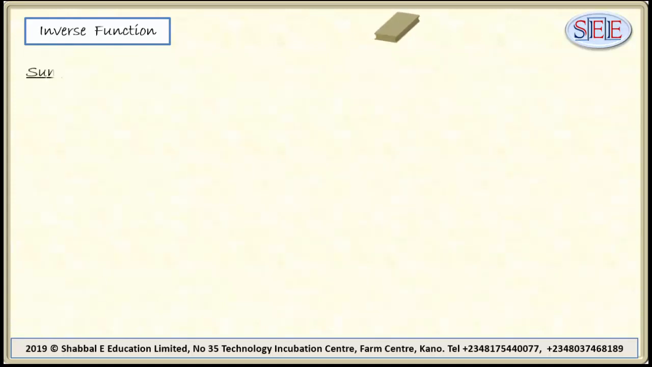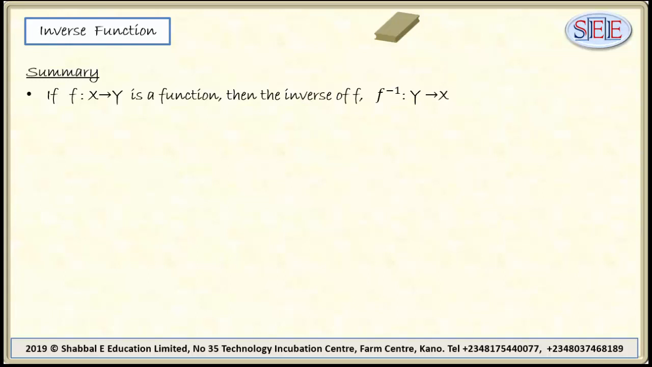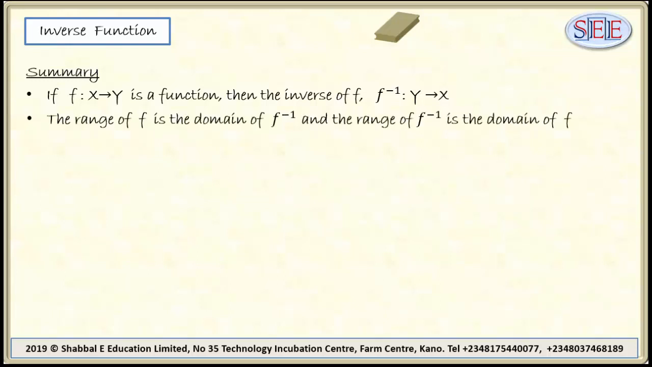We have come to the end of this lesson. Let us now revise some of the things that we have learned. In this video, you have learned that if f is a function from X into Y, then the inverse of the function f, denoted by this symbol f inverse, will now be a function from Y into X. You have also learned in this lesson that the range of f is the domain of f inverse, and the range of f inverse is the domain of f. You have also learned in this video the 4 steps process to find the inverse of a function. And these are some of the things we have learned in this video.